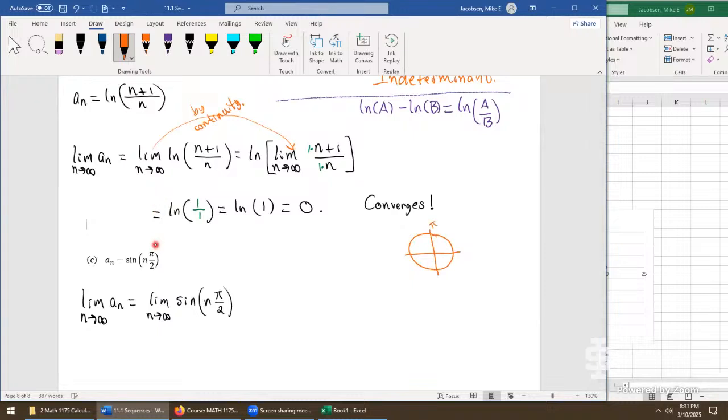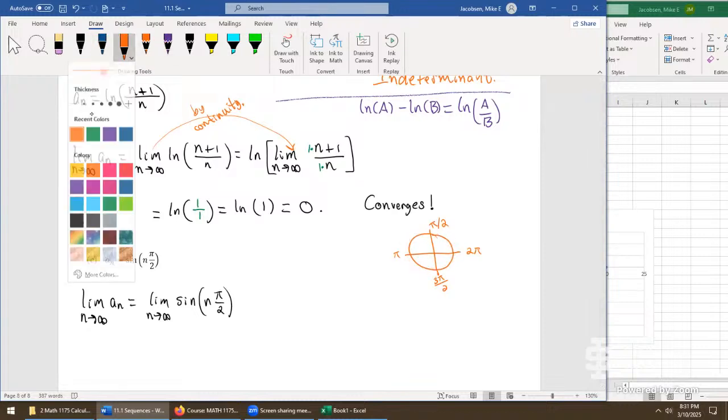Well, n starts off as 1, right? And when that happens, it's pi over 2. When n is 2, we're at pi. When n is 3, we're at 3 pi over 2. When n is 4, we're at 2 pi. And we just keep going all around the unit circle in that kind of way.